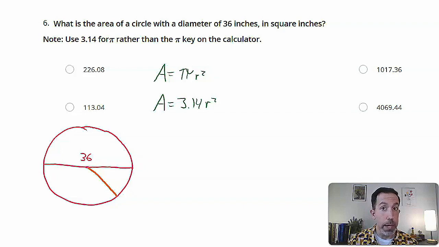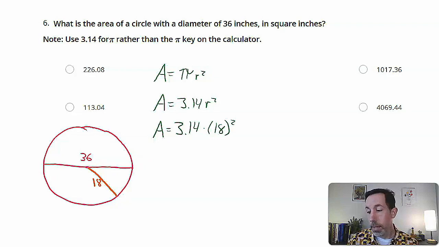Remember to use the calculator. Don't do this in your head. 36 divided by 2 is 18. That is the number we want to plug into our formula. All right, so we're going to say the area of a circle is 3.14 times 18 squared. All right, that is how we solve this problem.